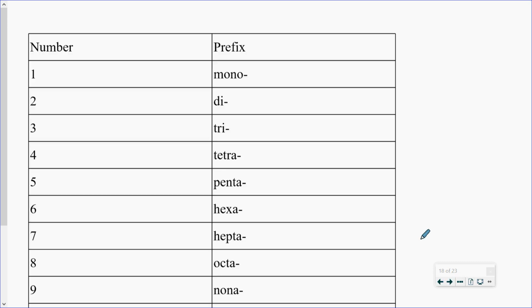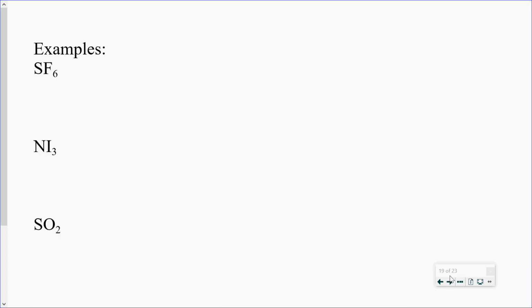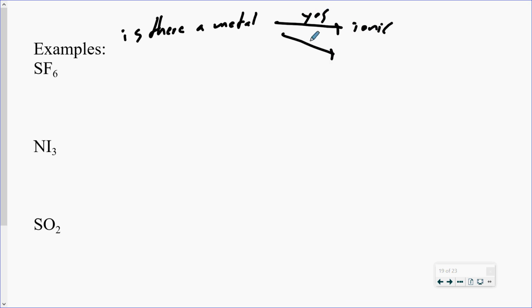Okay, these are the prefixes that I did mention. You don't need to memorize this. It is on the back of your data sheet. So let's take a look at a couple of examples. There is no metal. That's how you know that it's a molecular compound. So always ask yourself the question, is there a metal? Yes, it's ionic. No, it's molecular, and use the rules for naming a molecular compound.